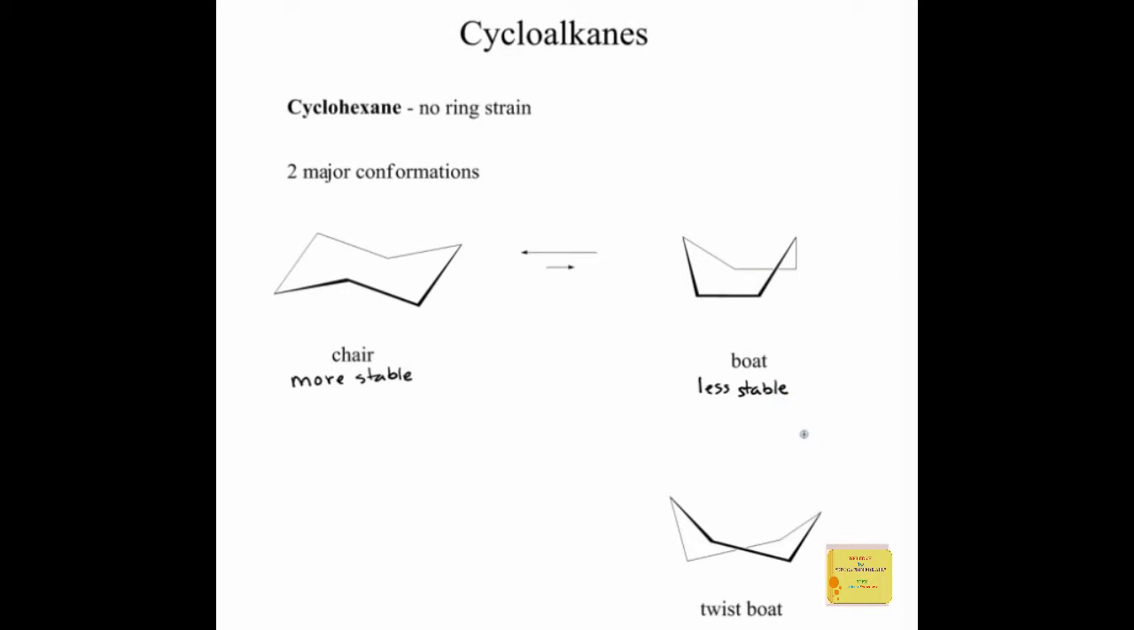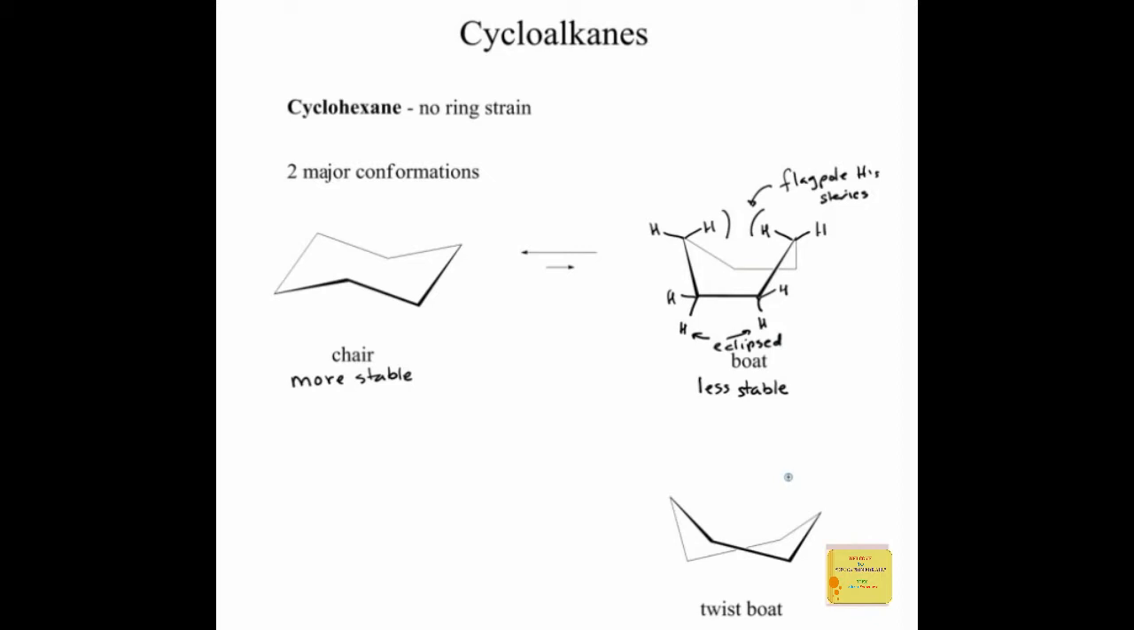And there are a number of reasons that the boat is less stable. One is that if you look at the hydrogens on these top carbons, you see that they're facing in near one another. And so we have some steric interactions. These are called flagpole hydrogens. So we have some sterics. In addition, if you take a look at the hydrogens on these front 2 carbons, you see that these are eclipsing. So we have some torsional strain as well.